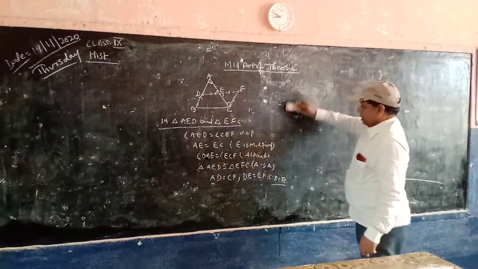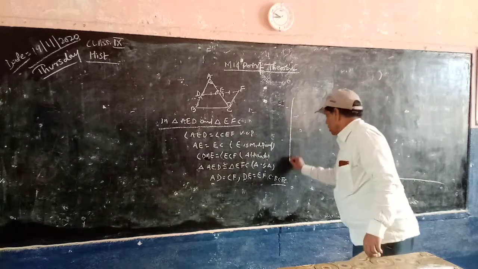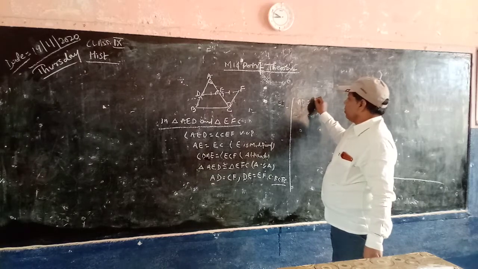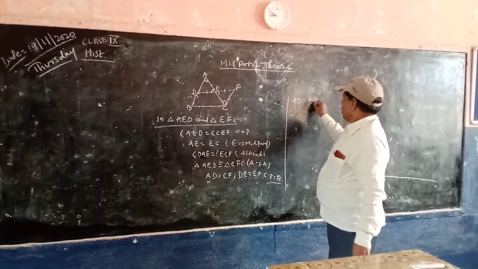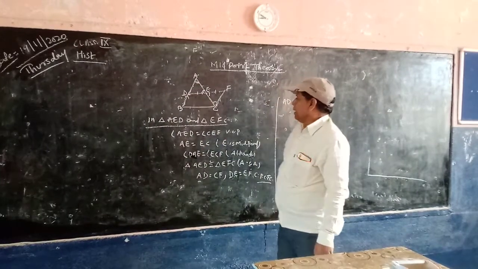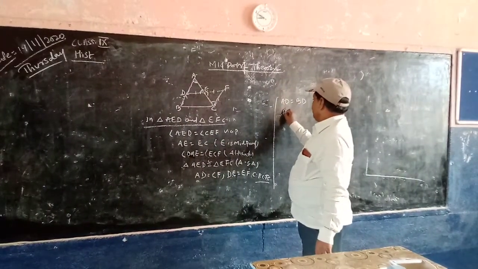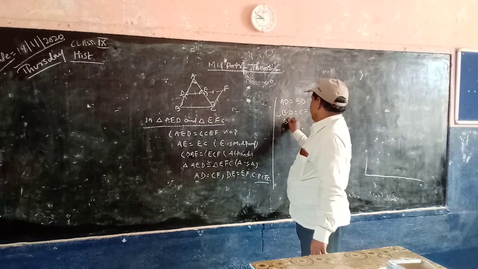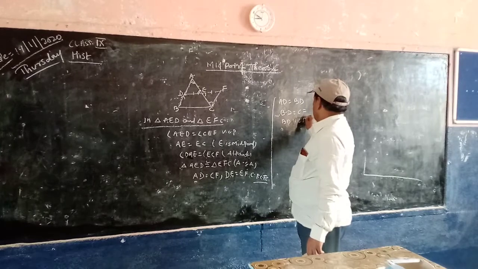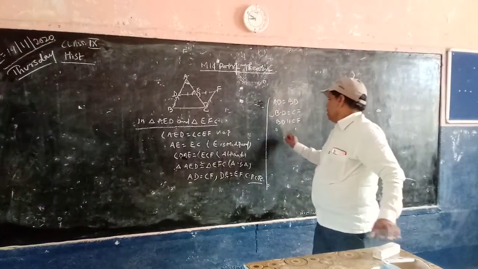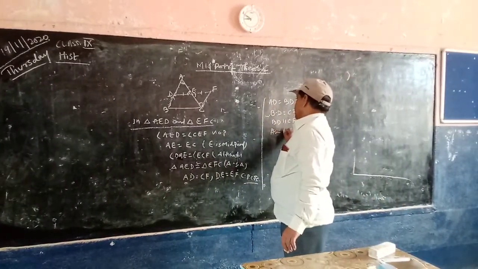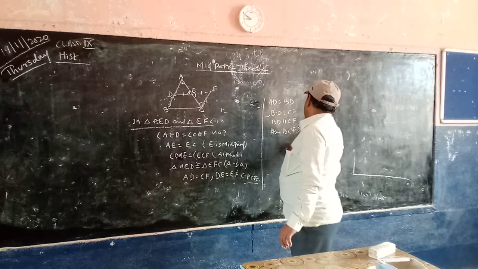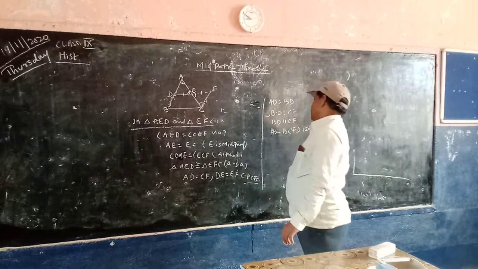And then AD equal to BD and BD equal to CF, and BD parallel to CF. Hence BCFD is a parallelogram.